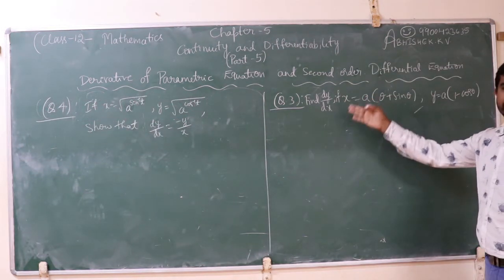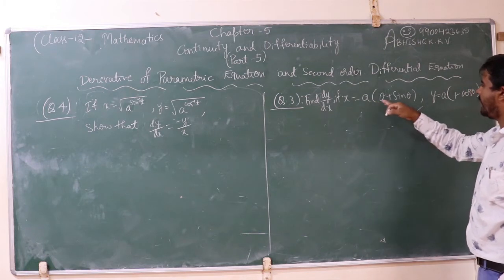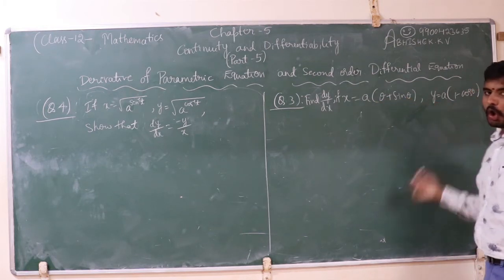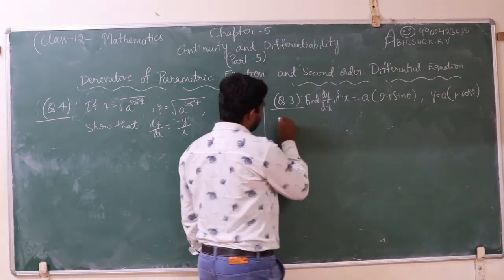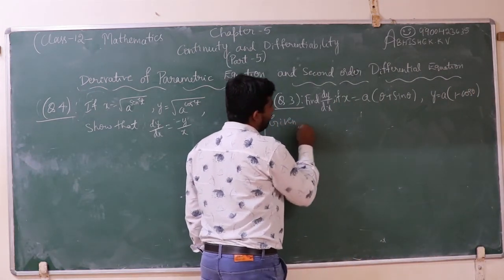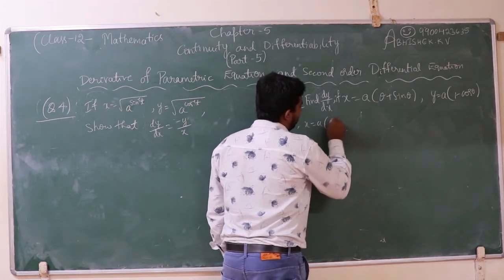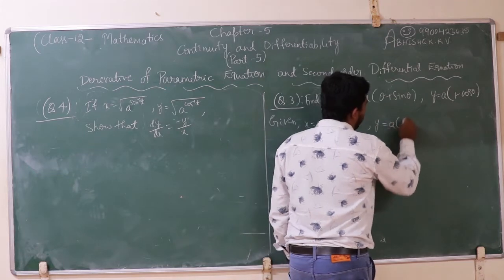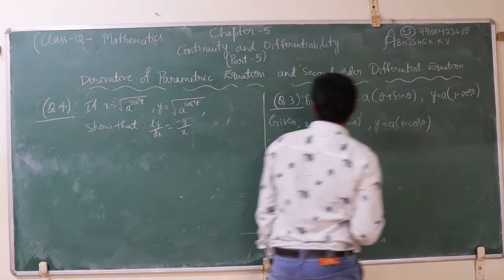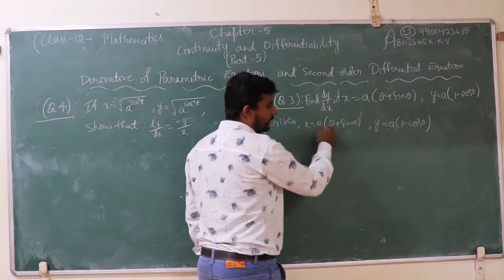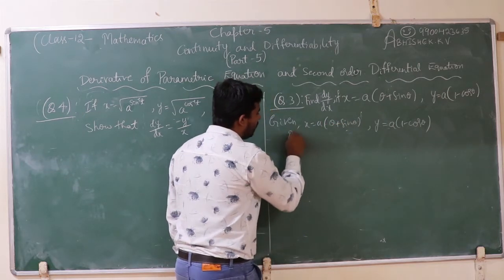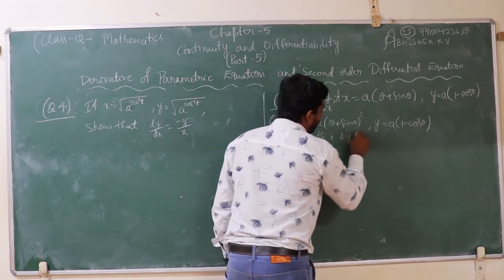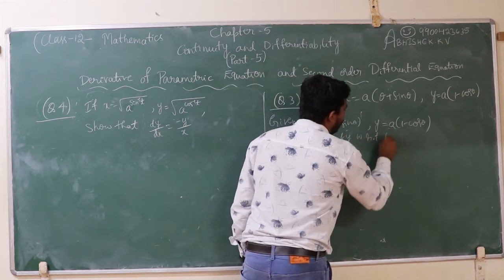Here we need to find dy by dx if x is equal to a into theta plus sin theta and y is equal to a into 1 minus cos theta. Again, given x is equal to a into theta plus sin theta and y is equal to a into 1 minus cos theta. See here, theta is the third parameter, so we need to differentiate both x and y with respect to theta.